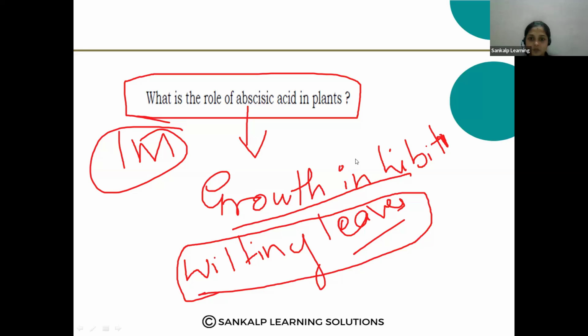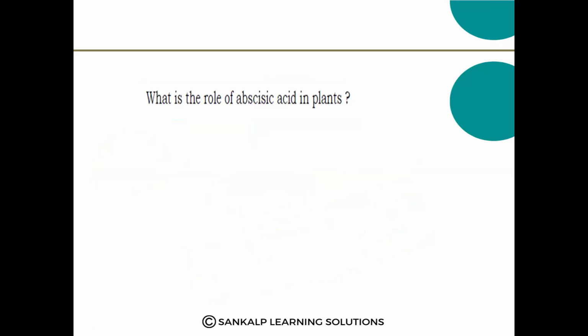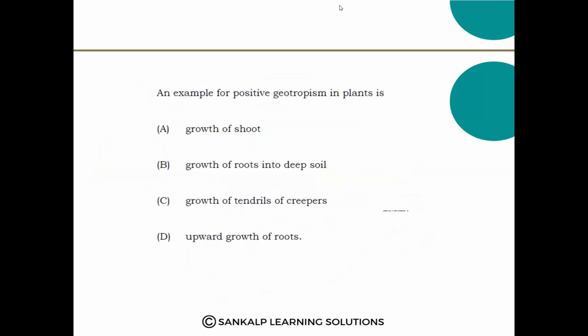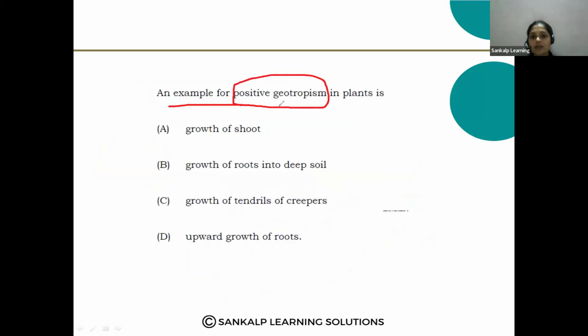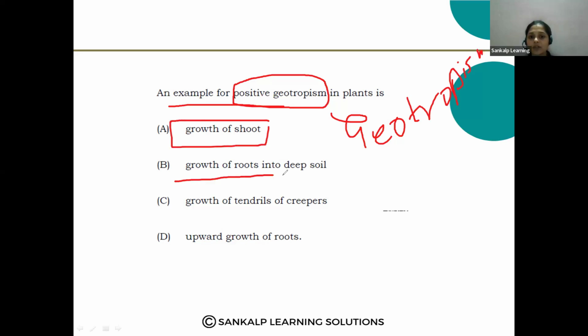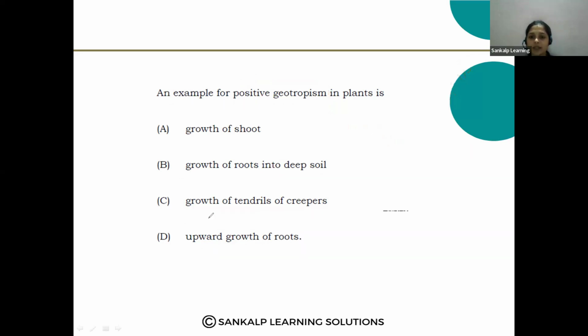Completed? Yes, ma'am, complete. Okay. Next question. An example for positive geotropism. Geo means earth, so tropism means towards the earth. Geotropism. Here, the example for geotropism in plants: growth of the shoot, growth of the roots into the deep soil, growth of the tendrils of the creepers, upward growth of the roots. Which is the correct answer? Anybody tell me the correct answer?